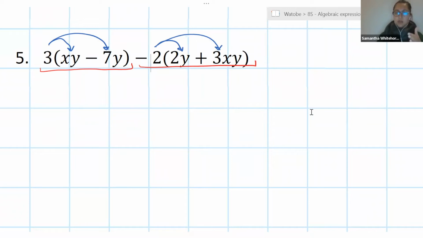I've given you a little clue of what you need to start with. You need to start with multiplying into the bracket. So I want you to simplify question 5 for me. And if you're feeling brave, pop your hand up. Otherwise, you're welcome to just pop it in the chat for us.